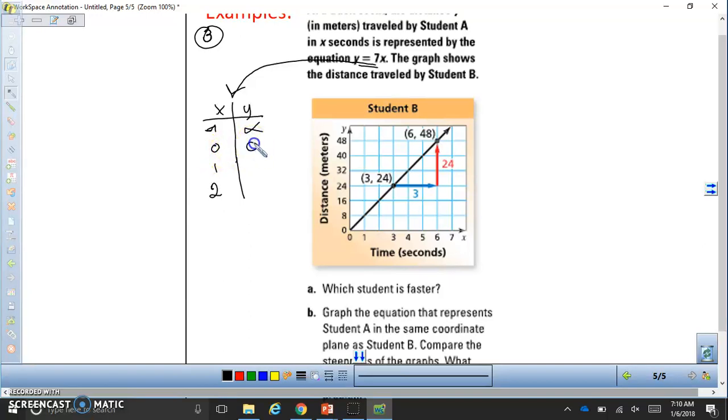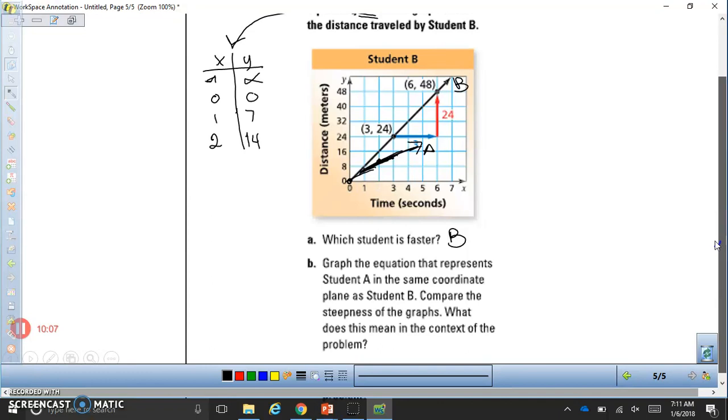0 times 7 is 0. 1 times 7 is 7. 2 times 7 is 14. Alright, let's go ahead and put that one on there. 0, 0. 1, 7. Ooh, they're slightly under. 2, 14. So here's student A, and here's student B. Which one is faster? Student B.